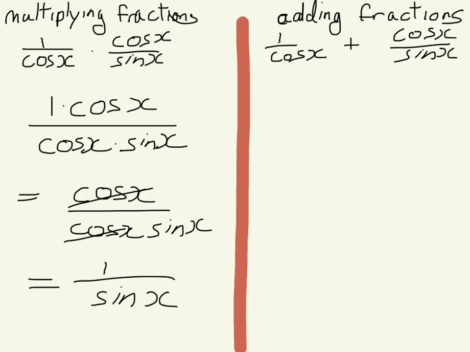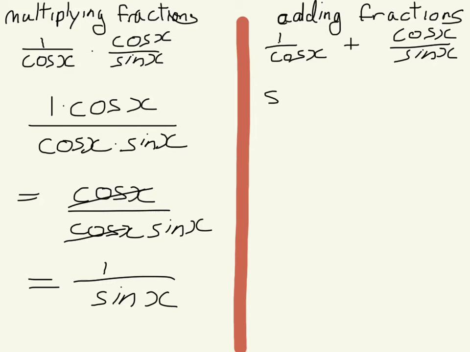Now addition, we want to add these two on the right, but we see they don't have the same denominator. So we can't just add them, we have to create a common denominator. So we create a common denominator by multiplying each fraction by, well, basically the other denominator, because that will give it a common denominator.